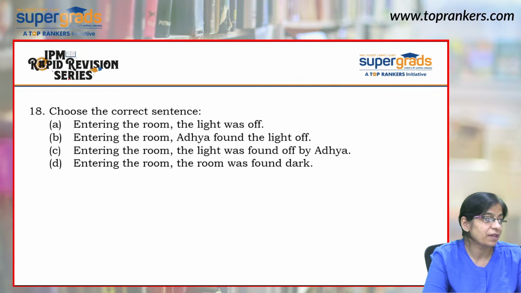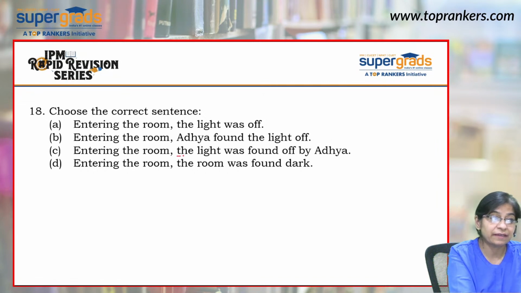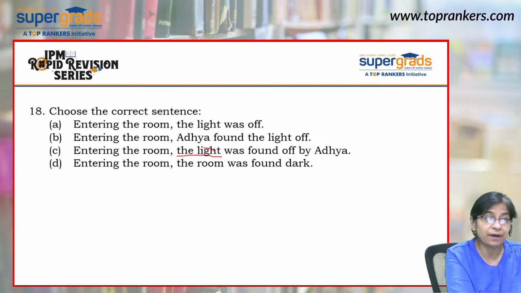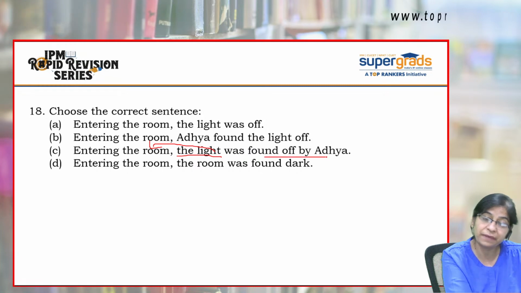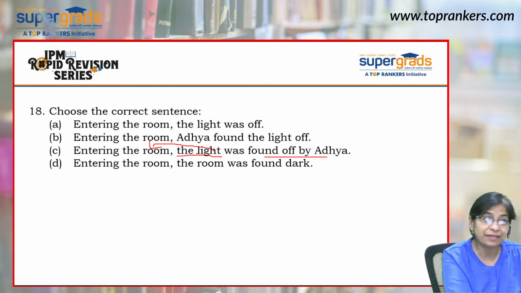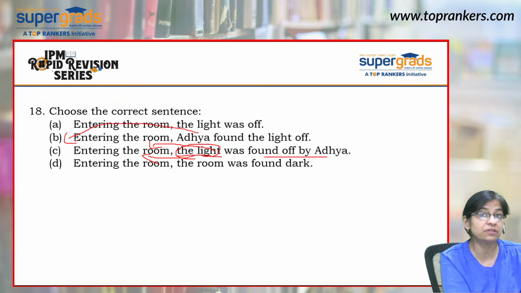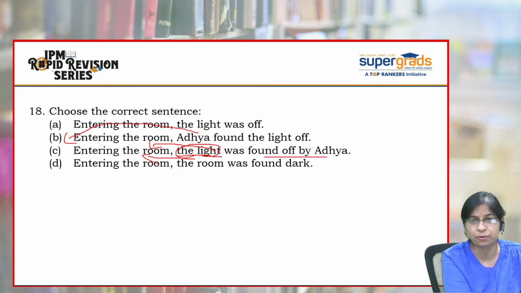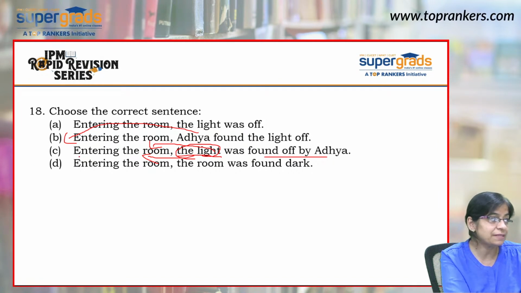Very good. Well, some of you say it's C. Then, of course, see, there is a subject here in the sentence, but can the light enter the room and be found by Adya? Can the light work as a subject of this expression, entering the room? No. But try and put Adya here. Adya entered the room and found the light off, or turned on, or whatever. See, so that means B is the most appropriate answer choice here. All right. So this is how you try and get the answer.